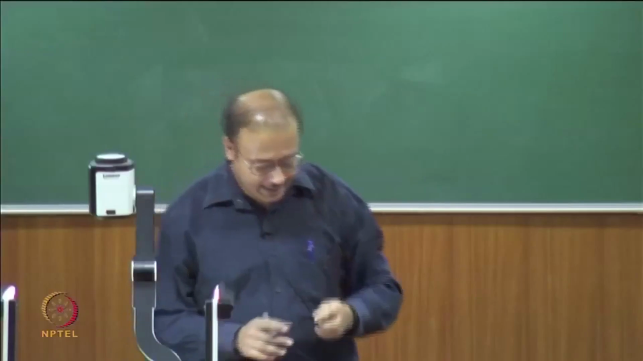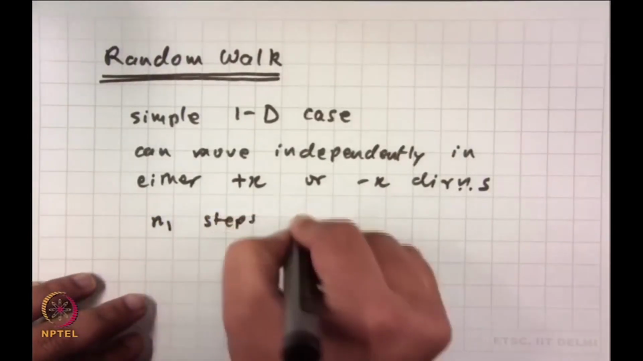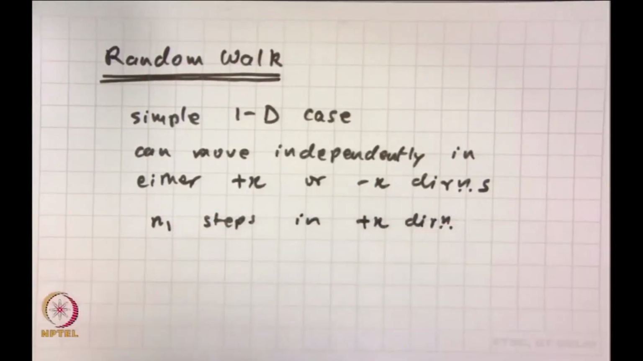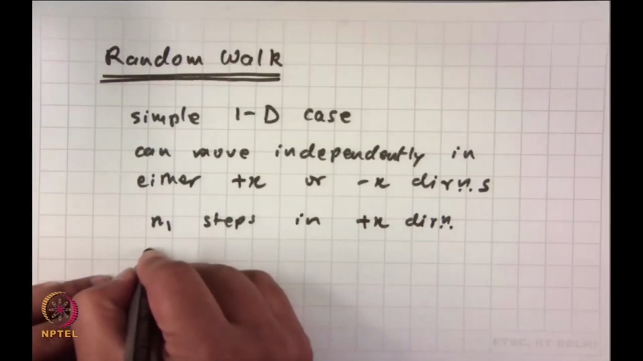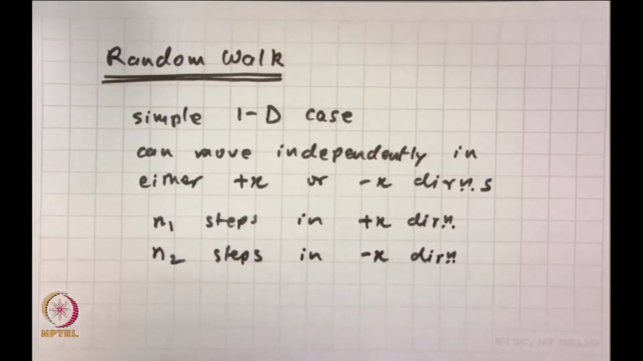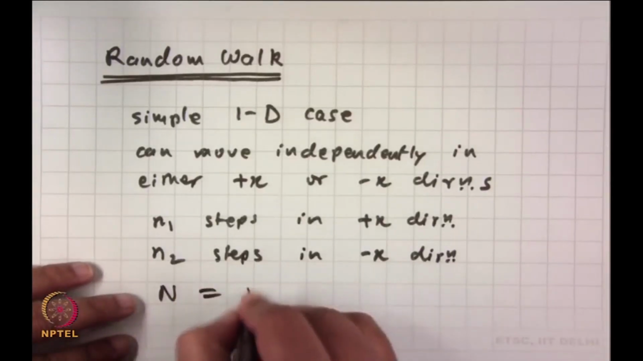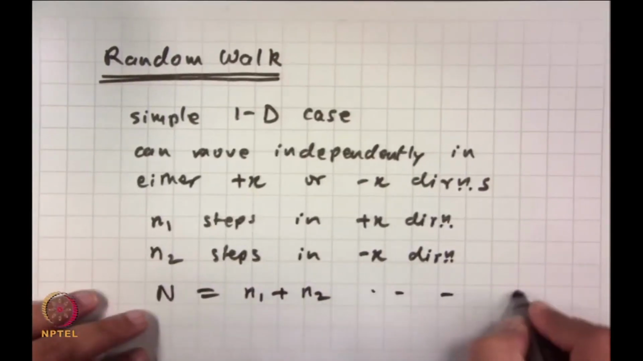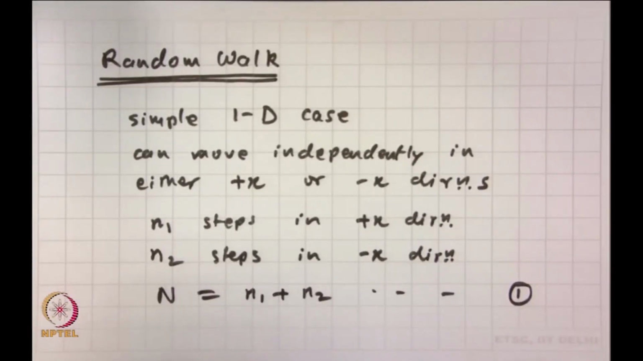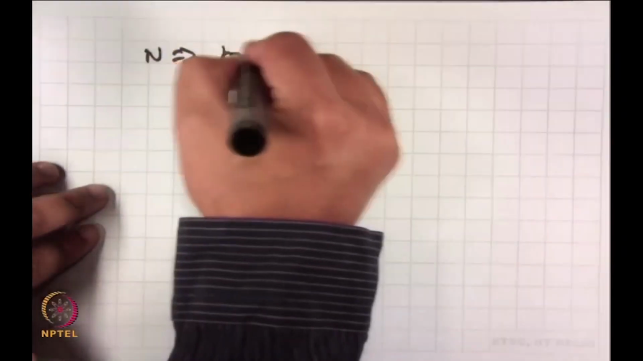Okay. Now, what I do is, I say let me take n1 steps in the positive x direction. That means, if I start from a particular point, say A, I take n1 steps in the positive direction, okay. Then obviously, I can also take say n2 steps in the negative x direction, okay. So, now what I can write is, if capital N is my total number of steps, then N is equal to what? N1 plus N2, right. So, this is equation 1. So, N is equal to n1 plus n2, where N, the capital N on the left hand side of the equation, is the total number of steps.